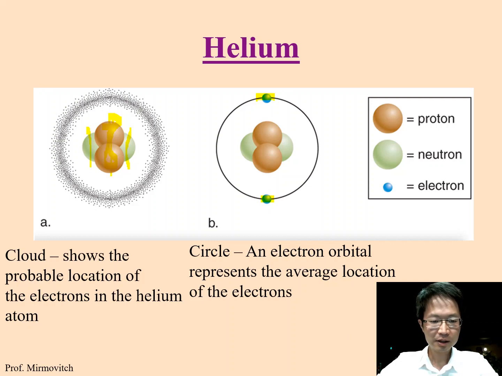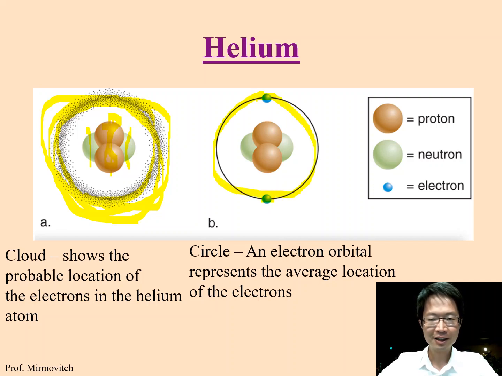And it says that the cloud shows the probable location of electron in the helium atom, meaning that electrons are surrounding the atom, but they move in this orbit randomly. And only the darkest part has the highest probability that they can stay. You can find the electron in the darkest part. And the circle is the electron orbit, representing the average location of the electron.